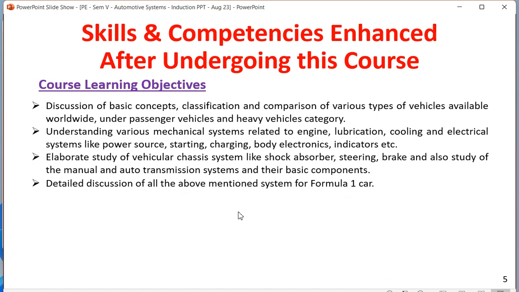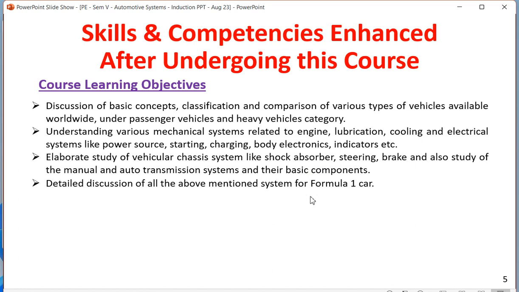After this, we are going to discuss the different learning objectives. That means we will have a discussion on basic concepts, classification and comparison of various types of vehicles available worldwide under passenger vehicle and heavy vehicle. Understanding will be developed about engine, lubrication, cooling and different parts like starting, charging, body electronics, the electrical parts. Discussion will happen on the chassis system like shock absorber, steering, brake, and also we are going to see manual transmission, auto transmission, and the basics of them.